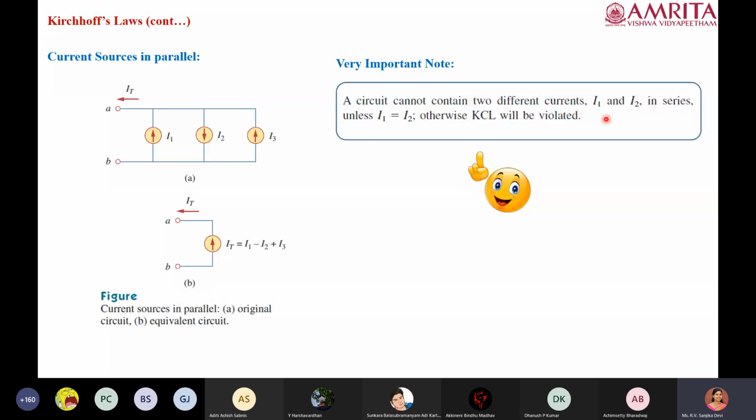This will be helpful at a later stage, especially when we are using the circuit analysis approach. So this is a very important note: when elements are in series, they will have the same current flowing through them.